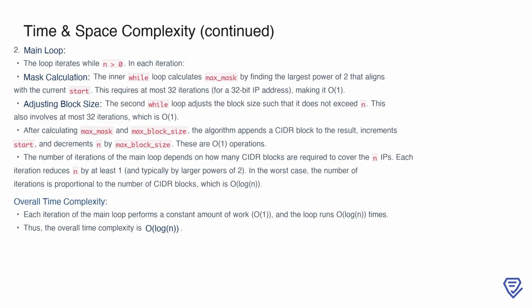The number of iterations of the main loop depends on the number of CIDR blocks generated, which is proportional to O(log n), since each block reduces n by at least 1 and usually by a larger power of 2. Combining these factors, the overall time complexity of the function is O(log n), as the loop performs constant work in each iteration and runs logarithmically with respect to n.